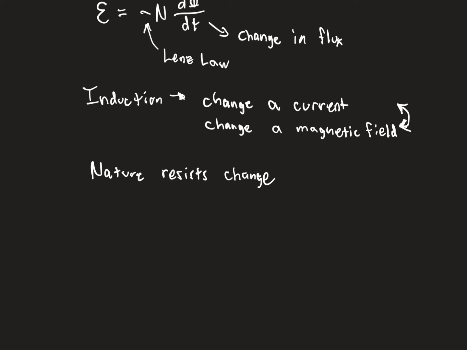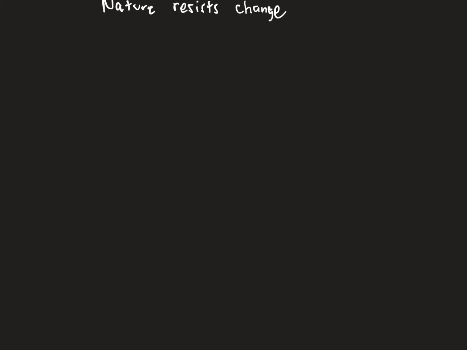Whenever you start creating or making a change in something, nature is going to create a current or a magnetic field that will resist that change. What does that mean? What does that look like? Let's do some complete conceptual examples.